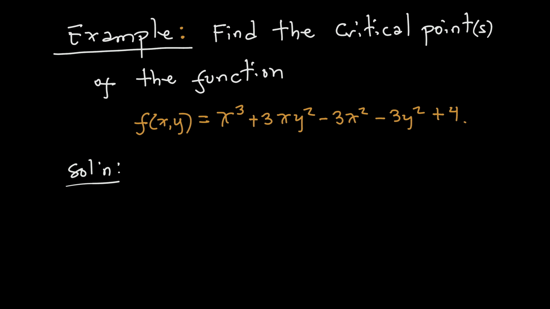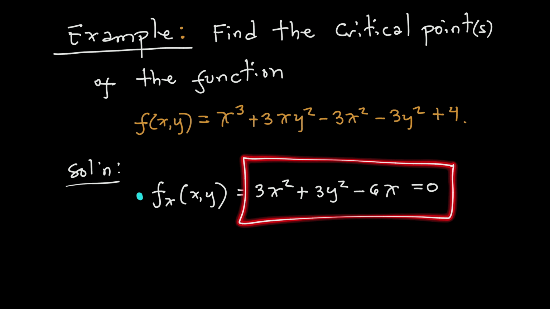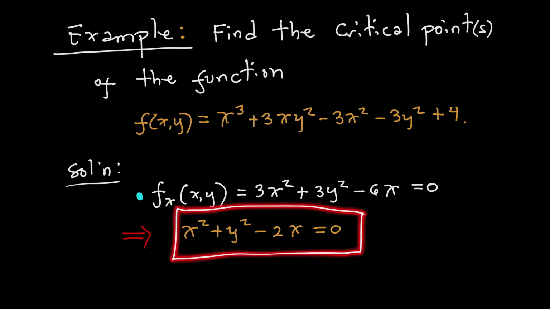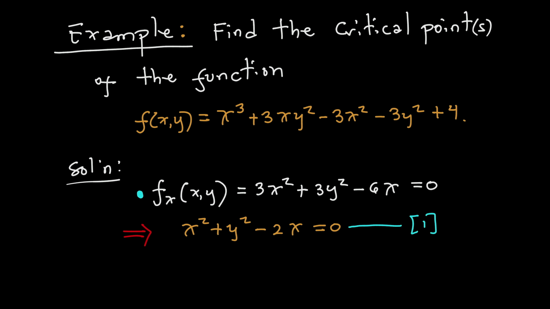Now, for the solution, what we need to do first is find the partial of f with respect to x and the partial of f with respect to y. Doing so in this equation, we have this one. This is the derivative with respect to x, and it is equal to 0. If we consider this part of the equation and divide everything by 3, we have the following simplification. So this implies x squared plus y squared minus 2x is equal to 0. We now call this equation 1.